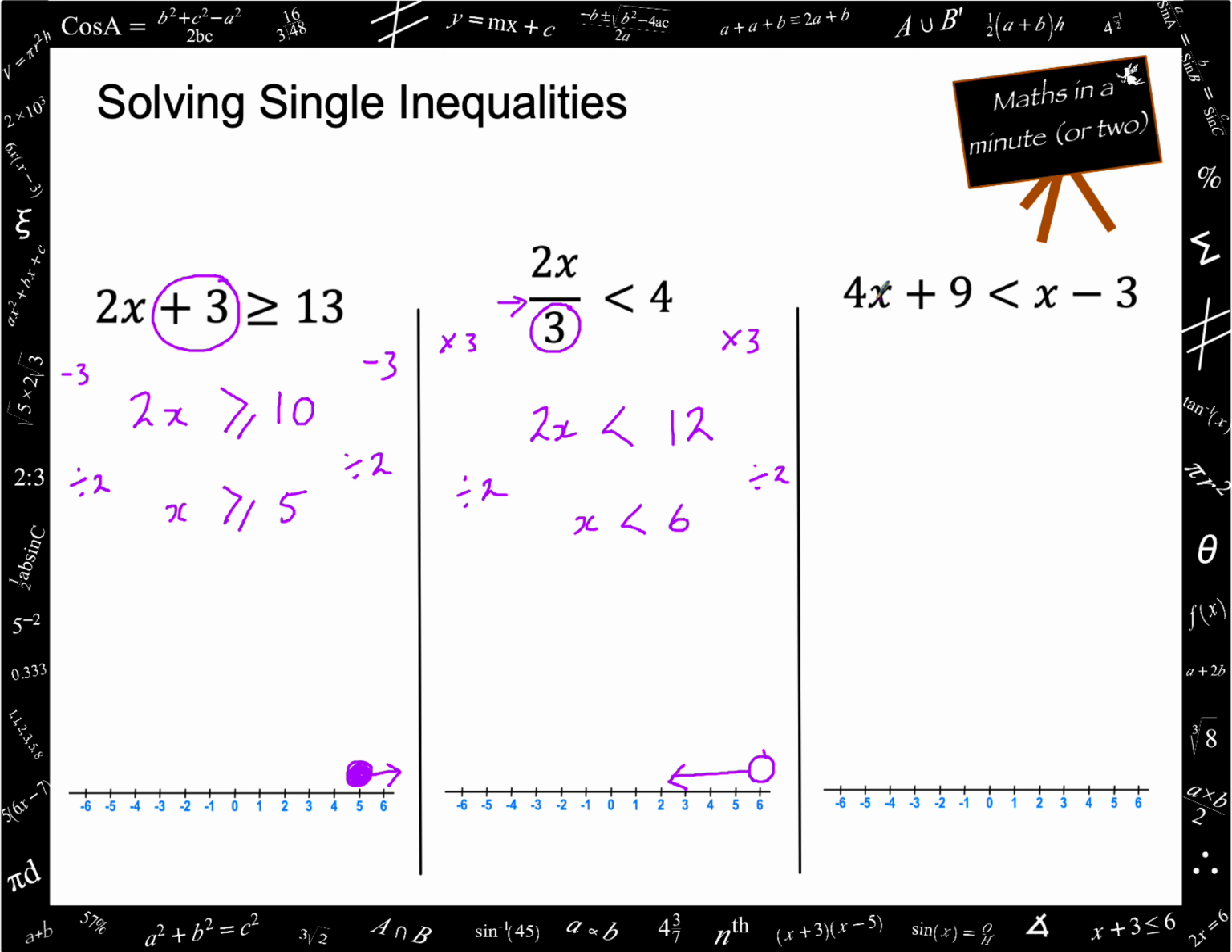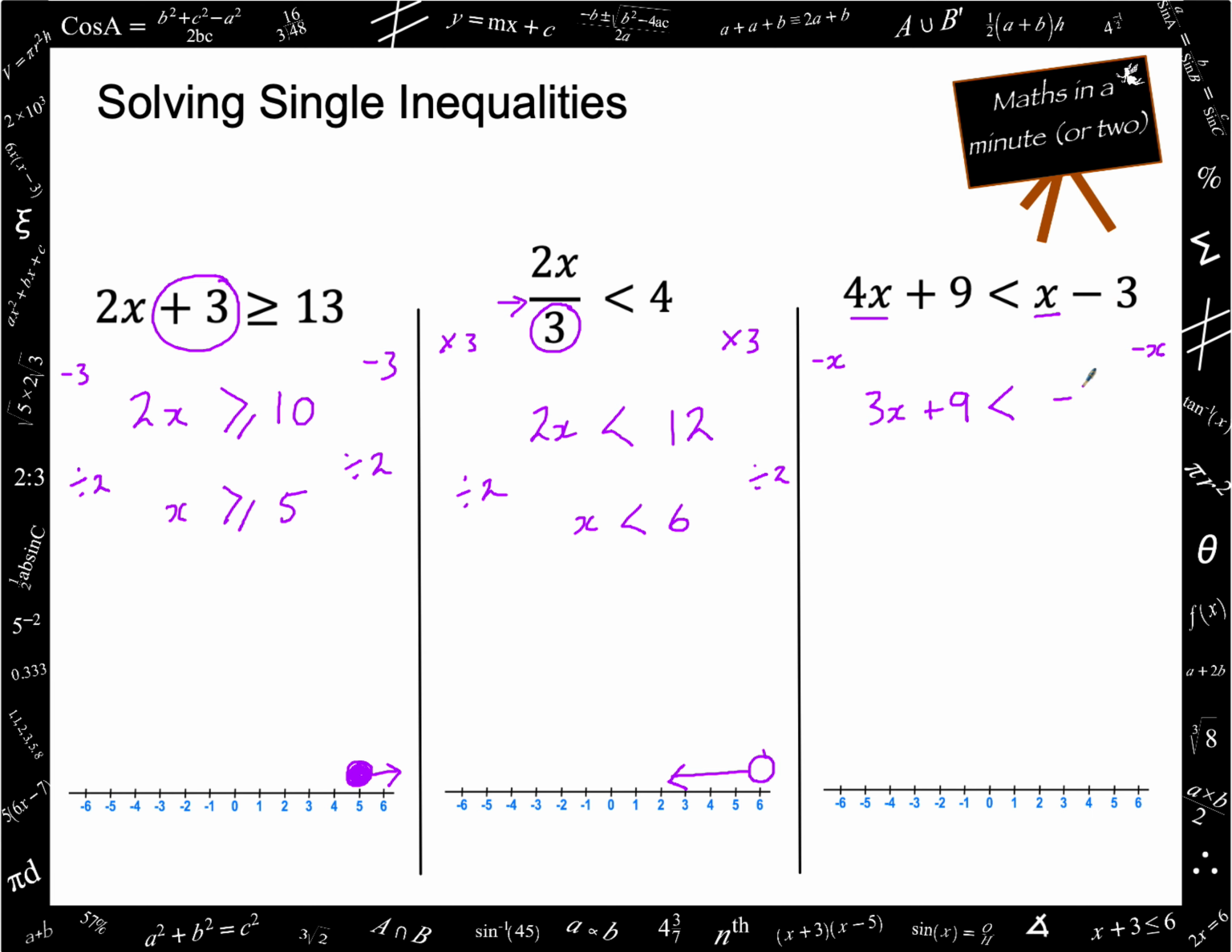Now the third one here, we've got unknowns on both sides, so we still do the same thing. We treat it like an equation, but we don't change that inequality around. So what we're going to do is look at the x's first, 4x and x. The most x's I can take from both sides, given that I've got to take the same amount, is 1. So I can take 1x from both sides without going into negatives. So the left side is going to be 3x, and I've still got that 9. And keep the inequality the same throughout.